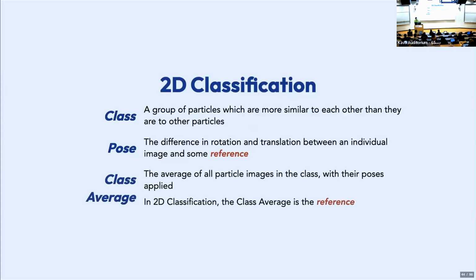So a class average is how we get our reference for 2D classification. So a class average is we take all the particles in the class, we line them up, right? We apply their poses and then squish them together and average them, okay? So by averaging them, we get a much higher signal to noise ratio for that class than any individual image. Because ideally in the class, the particle is always the same, but the noise is random. So as you average it, right, the particle is the same every time, so averaging it doesn't change it, but the noise is positive sometimes, negative other times, big, small, whatever, so it goes away, okay?